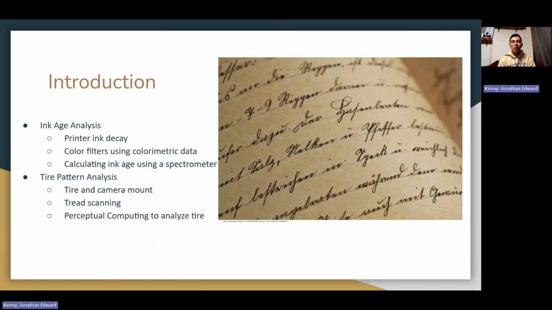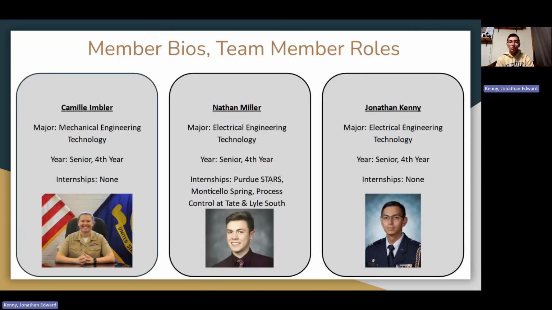Before we get into everything, I'll give you a quick introduction of the team that we have. So starting from the left, we have Camille Imbler. She's a mechanical engineering technology senior here at Purdue University. Nathan Miller, an electrical engineering technology major, also a senior here, and myself, who is an electrical engineering technology major as well.